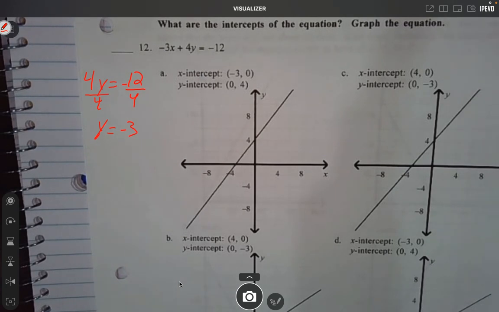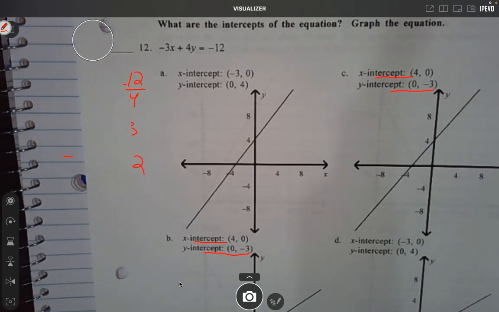So I'm looking for either this one or this one. Okay? Then how would you find your x-intercept? Cover up that one. Negative 3x equals negative 12. Divide by negative 3. And my x-intercept is 4. Oh, it still matches both of those. So then on your graph, let's look and see which one matches.